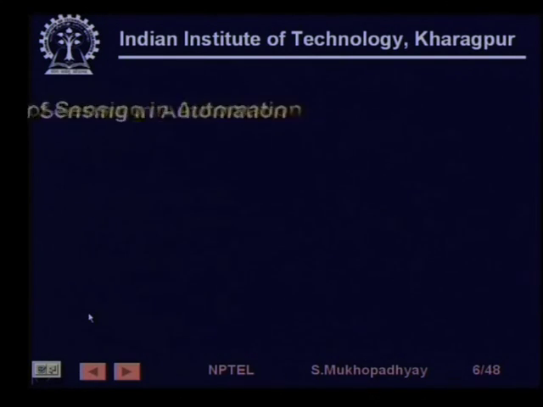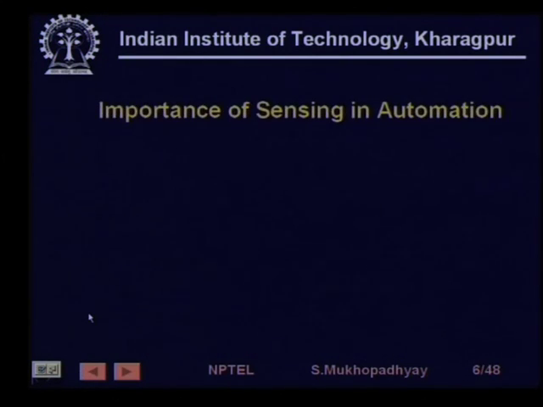So, sensing is actually extremely important in automation from various points of view. Firstly, in product quality control, because the product quality is actually assessed by sensors themselves, by some sort of instruments.